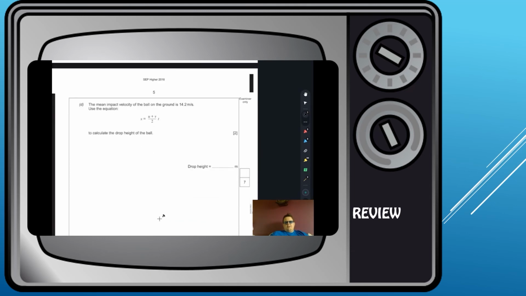Okay, so we use this equation to calculate the drop height of the ball. So x is going to be 0, we dropped it from rest, plus 14.2 divided by 2, multiplied by that mean drop time that we did, like so, and we get a drop height of 10.65 meters. 3 stories, yeah, makes sense, about 3 and a bit meters a story. Yeah, that's about right.